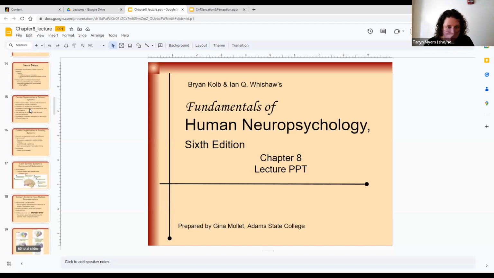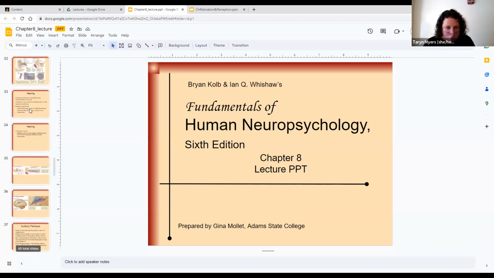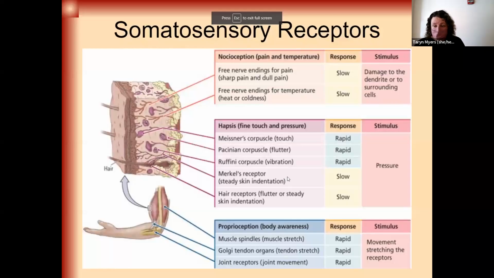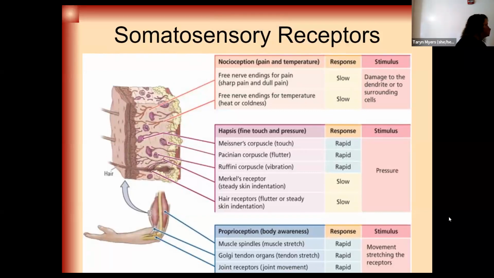Alrighty. Touching briefly again on some of the other senses. So there are various somatosensory receptors for the bodily senses. And again, when we think of the bodily senses, we tend to just think about touch, right? But in fact, we have a lot going on in the bodily senses.